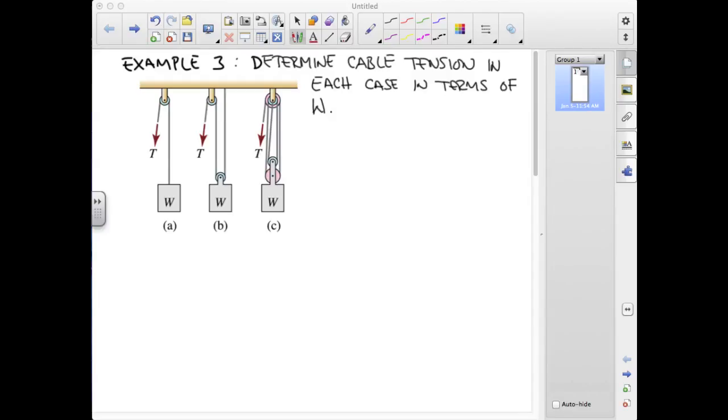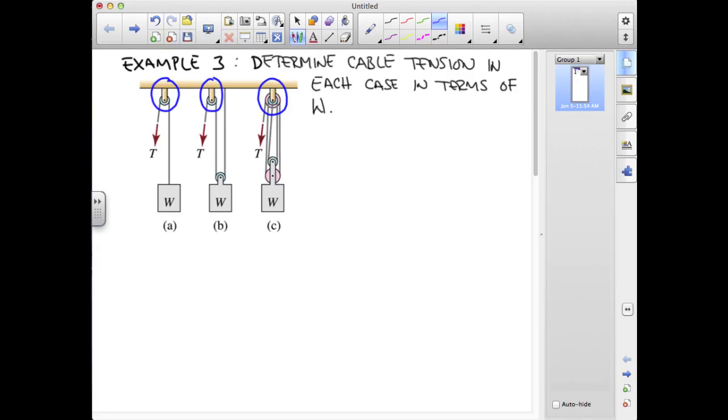In this third example, we want to determine the cable tension in each case in terms of the weight W. When we look at a figure like this, our attention is drawn naturally to two different locations. The first set of locations might be around these upper pulleys that are attached to a ceiling. If we were to isolate these pulleys, it would tell us something about the force required to be exerted by the ceiling on the pulley in order to keep it in equilibrium.